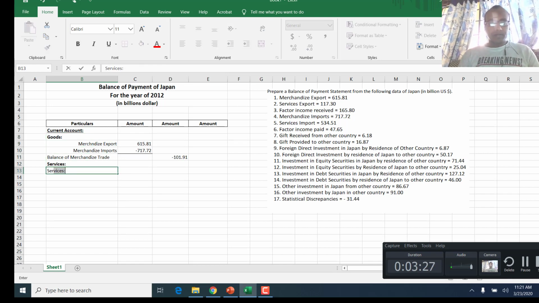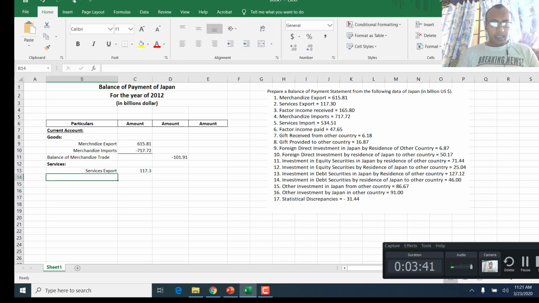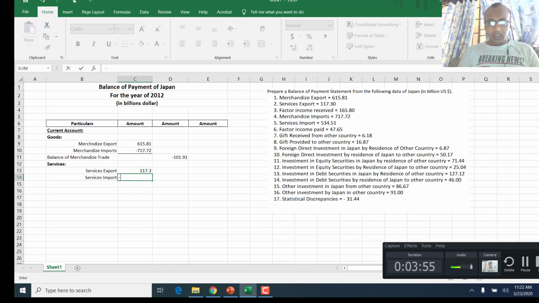First of all, services export, you see in transaction number 2. If we export the service, we will receive the foreign currency. It should be added: $117.30 billion. Then services import. If we import the service, we have to pay the foreign currency. That's why it should be deducted. You see in transaction number 5, the service import, that is 534.51 billion US dollars.